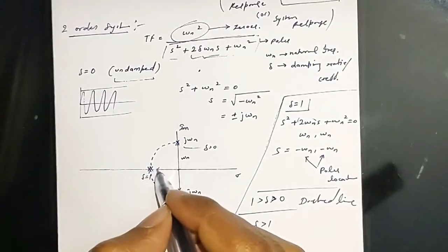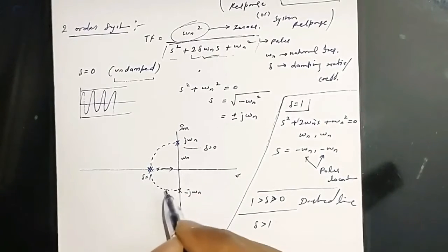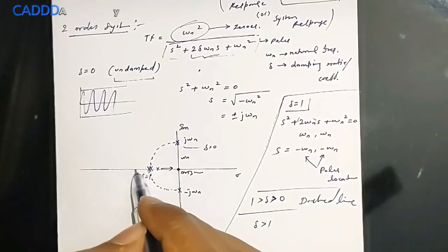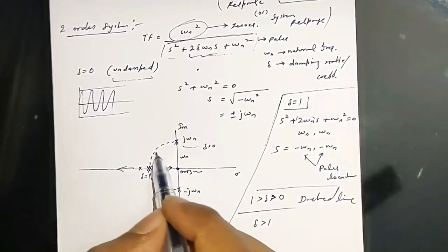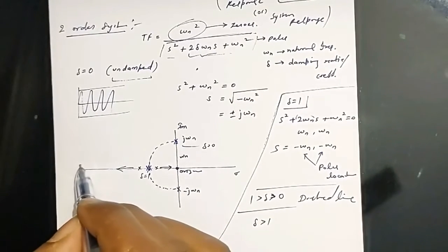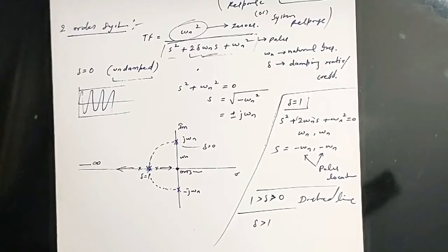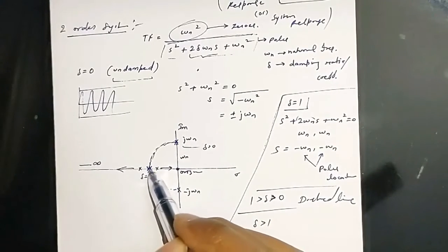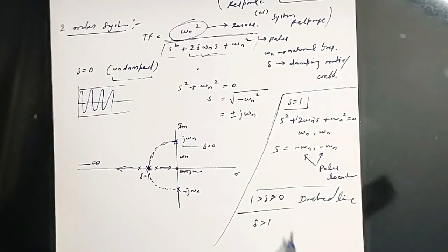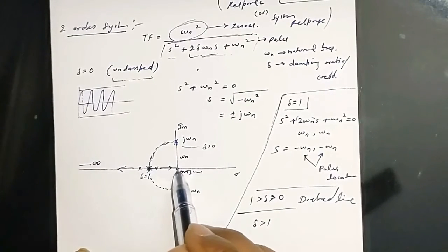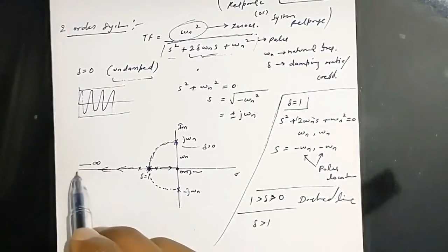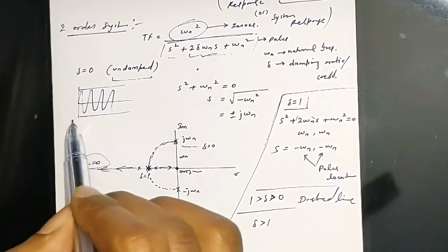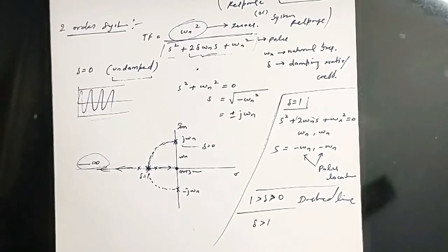than 1, then one pole starts moving in this direction towards the origin, and another pole starts moving in this direction after striking at this point, in the minus infinity direction. So the poles came from here, and at zeta equal to 1, both strike at this point, and for zeta greater than 1, one pole moves to this side, and the second pole moves to this side towards minus infinity. Now, this was the response for the undamped system.